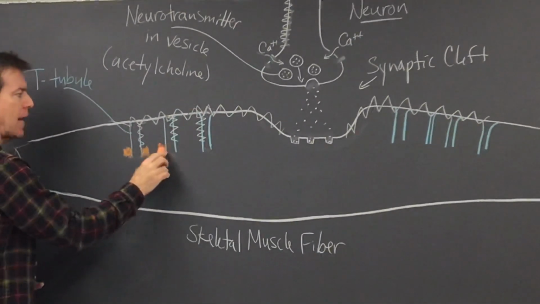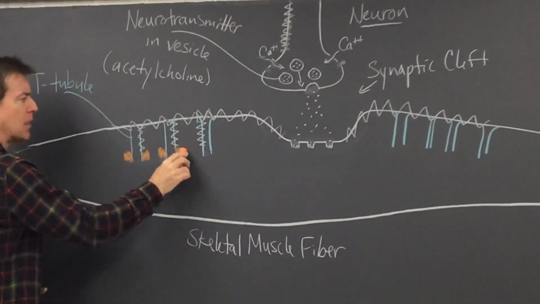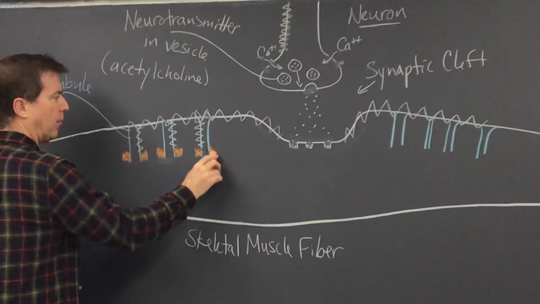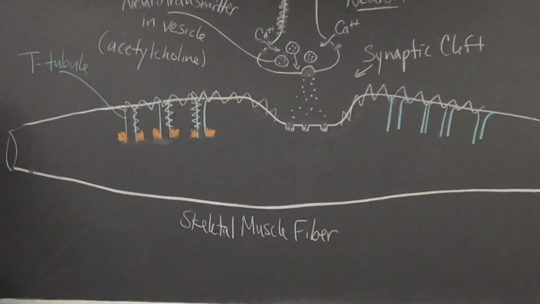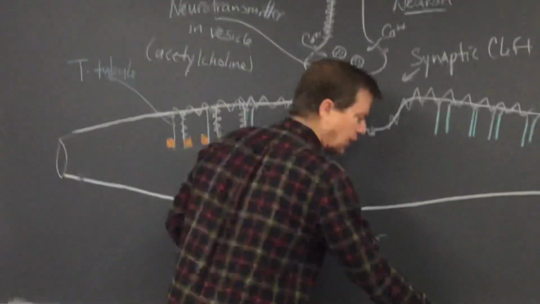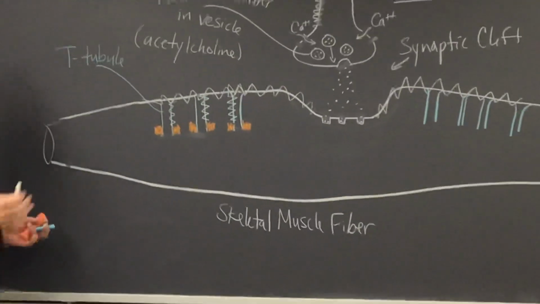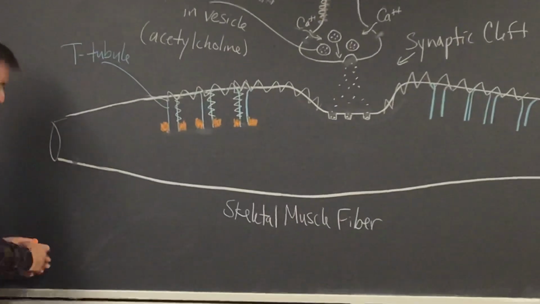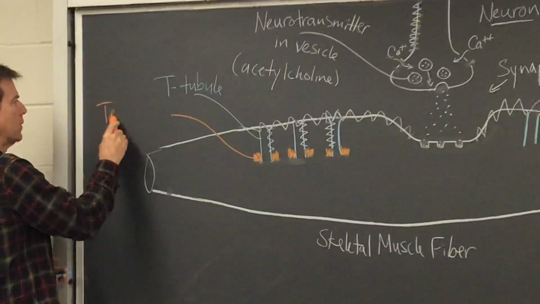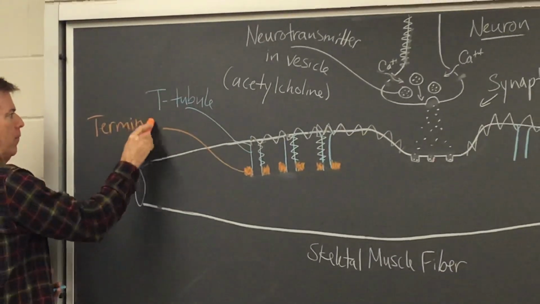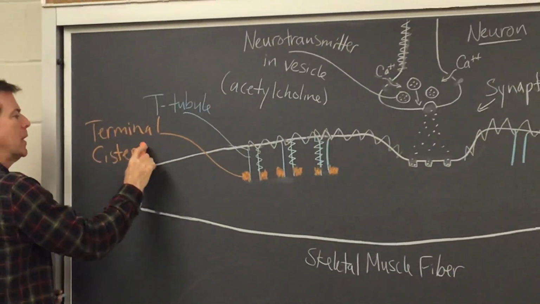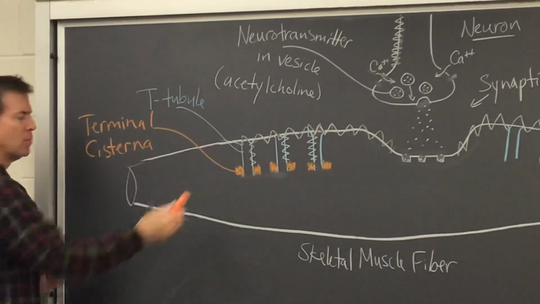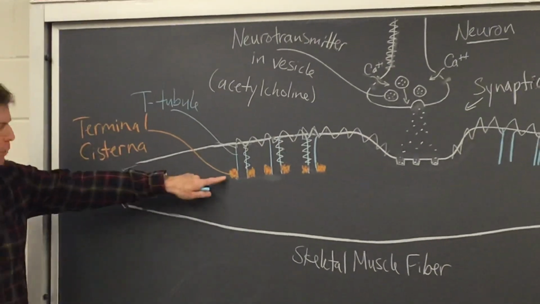There are two storage sacs associated with the base of each T-tubule. They have a long, funky name, but that's just language. It's not confusing, it's not difficult to understand, it's not complicated. The scientific name of one of these sacs is a terminal cisterna. Cisterna is singular. If I add an E, cisternae, it means more than one. So this is a terminal cisterna.